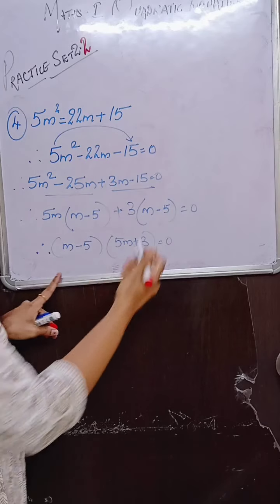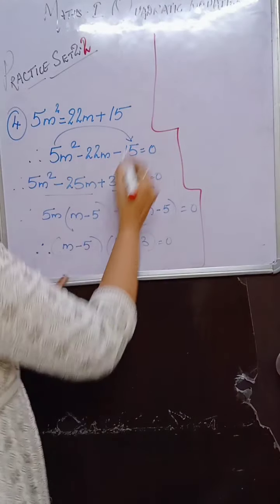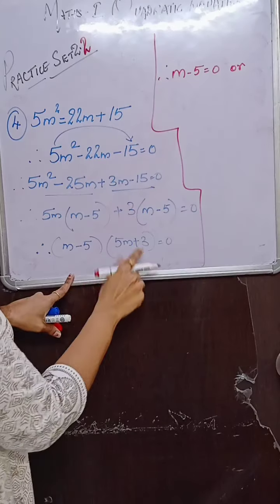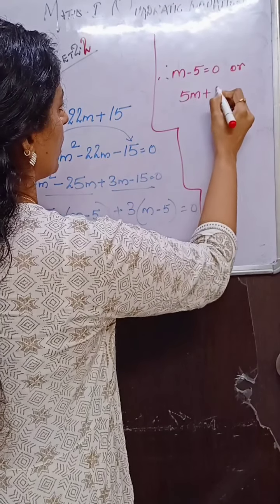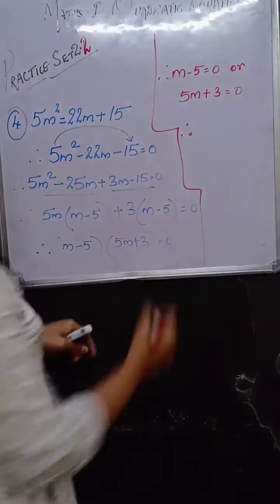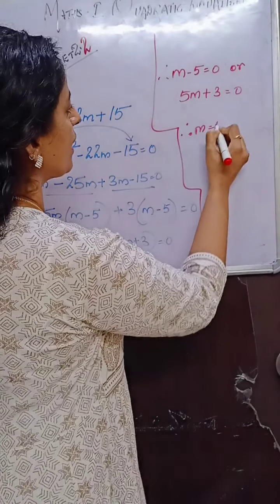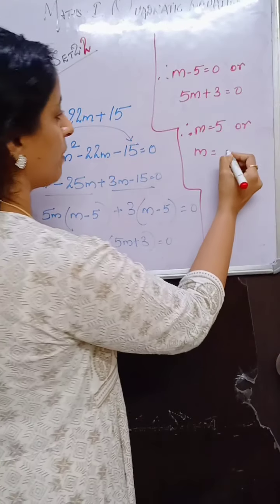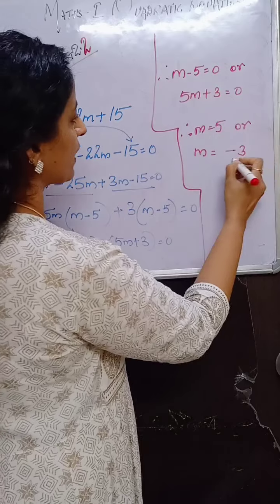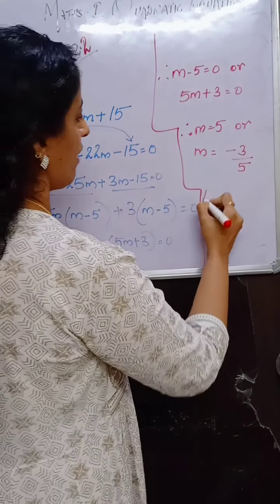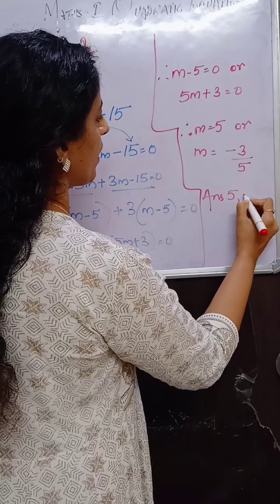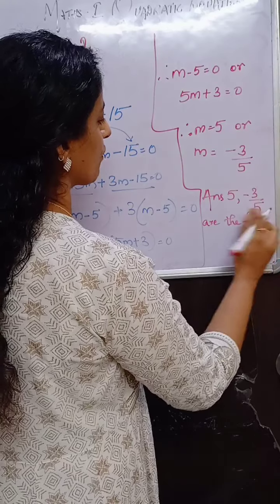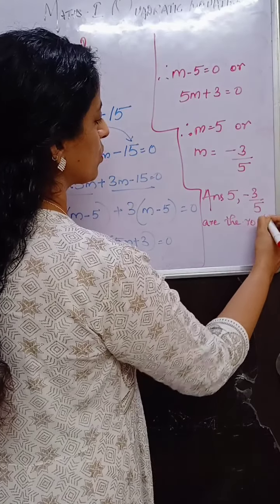Now take this 2 and get the final answer. Therefore, m minus 5 equal to 0 or 5m plus 3 equal to 0. So therefore, m is equal to 5 or m equal to, first 3 will go to the other side, minus 3. 5 is multiply, when it comes down, divide. So we have the solution as 5 comma minus 3 upon 5 are the factors of, or the roots of, we'll use the word roots of equation.